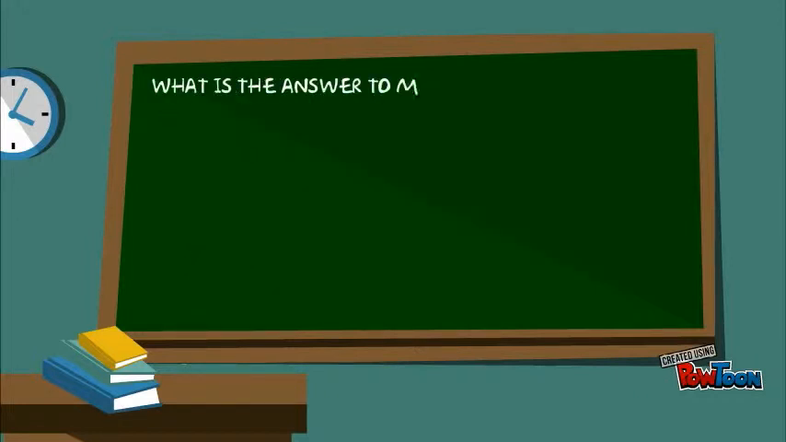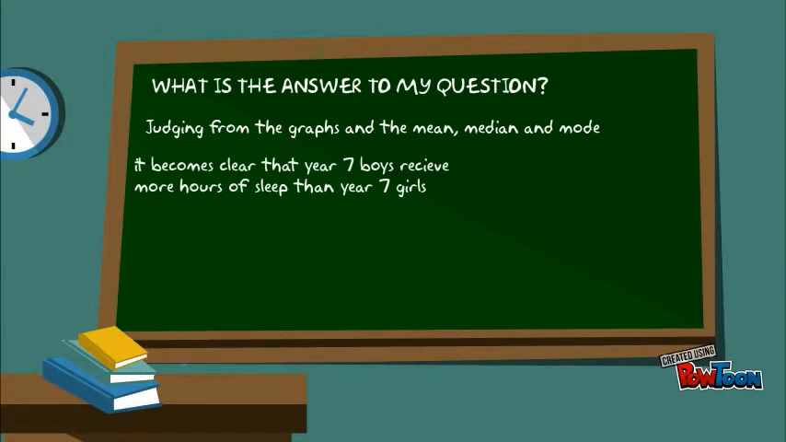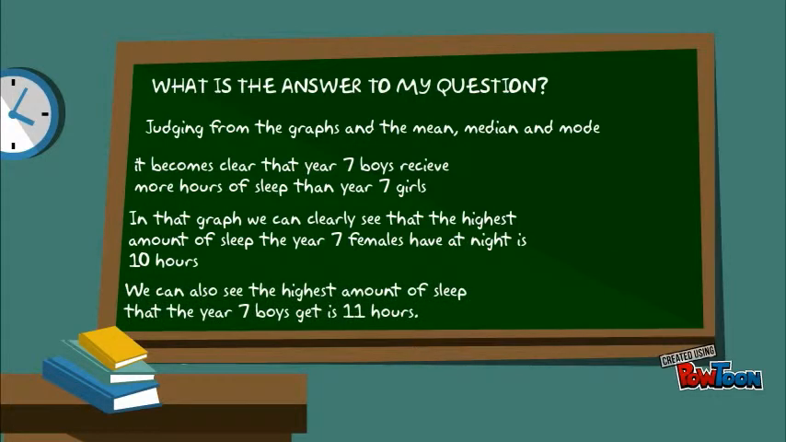Studying the data and graphs shows that the Year 7 boys have more hours of sleep at night than Year 7 girls. This is most apparent in the double bar graph that directly compares the amount of sleep between females and males. We can see the highest amount of sleep for the Year 7 females is 10 hours and the highest for the boys is 11 hours.